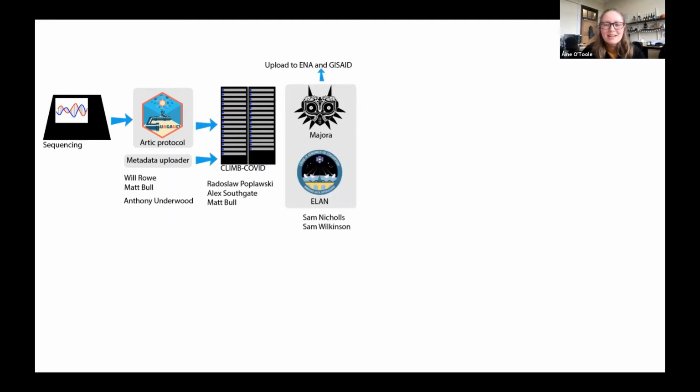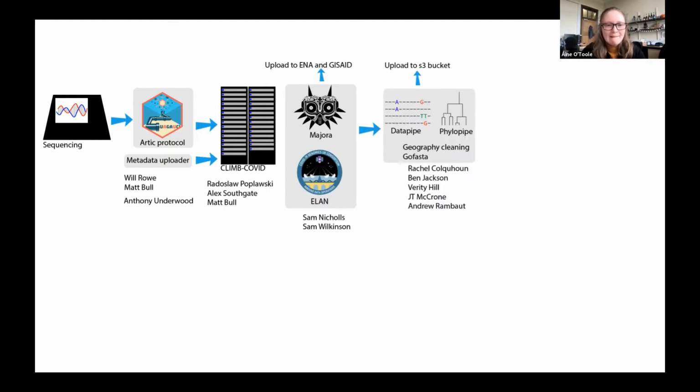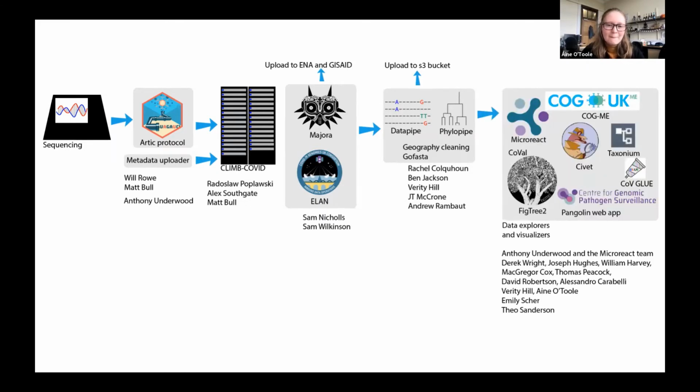For sequences and metadata on Climb, Sam Nichols, Majora, and the ELAN pipeline have managed combining them into a single unified dataset, with additional pipelines automating uploads to GISAID and ENA. And more recently, Sam Wilkinson has joined to help keep these running. The ELAN pipeline feeds into the Datapipe and Bioinformatics pipelines, which are written and managed by myself and Ben Jackson. This performs further QC, alignment, variant calling, and lineage assignment, cleans up the geography metadata using scripts by Verity, as well as constructing a phylogenetic tree.